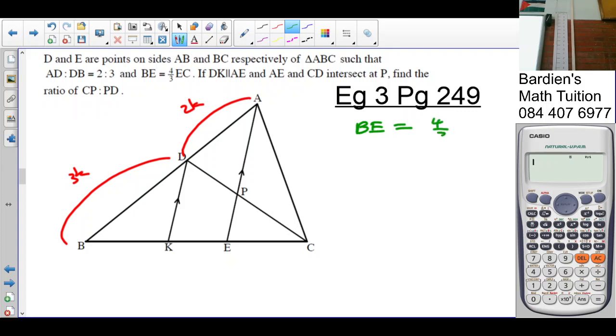is equal to 4 over 3 of EC. Hang on, this is a bit different to what we have here. We rather get it in the form that we are familiar with. So it's going to be BE over EC. Why do I divide by EC both sides? So I can have my ratio on the one side. Does it make sense? So EC cancels EC. So BE over EC is equal to 4 over 3.